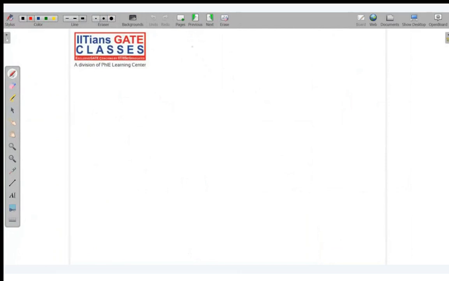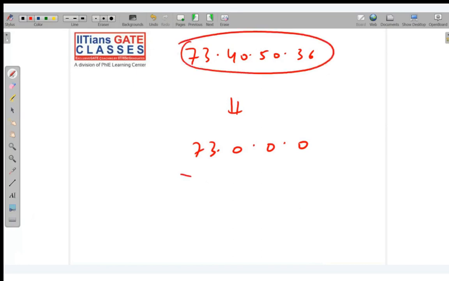So for example, now I am asking a question: 73.40.50.36. From this you want to get 73.0.0.0. That is the net ID of this, right? So how will the router do this? From here I want to reach here. How will you reach it? I told you in the previous lecture. So try to do these things and try to get this. So how will we do it?